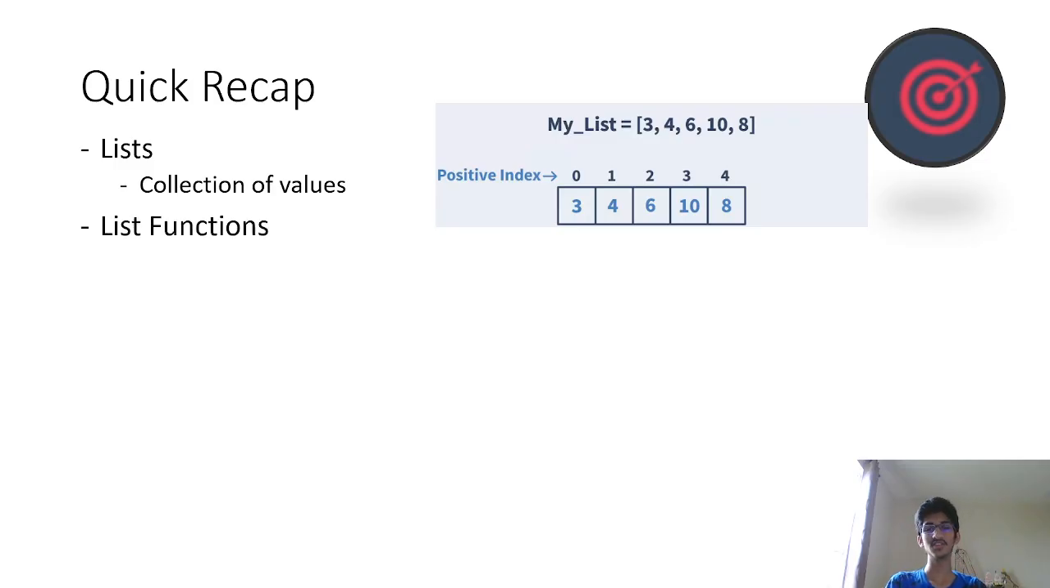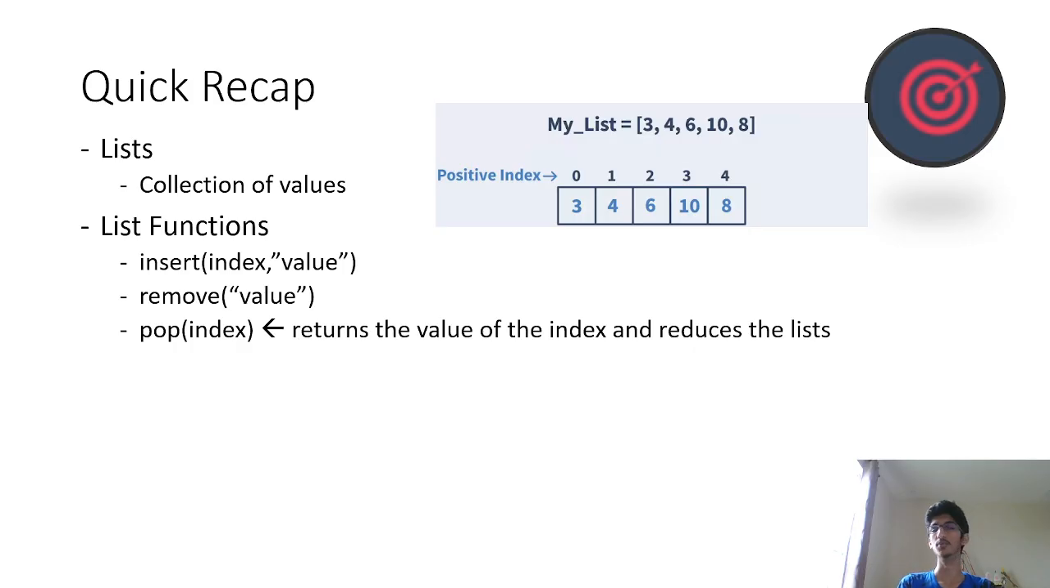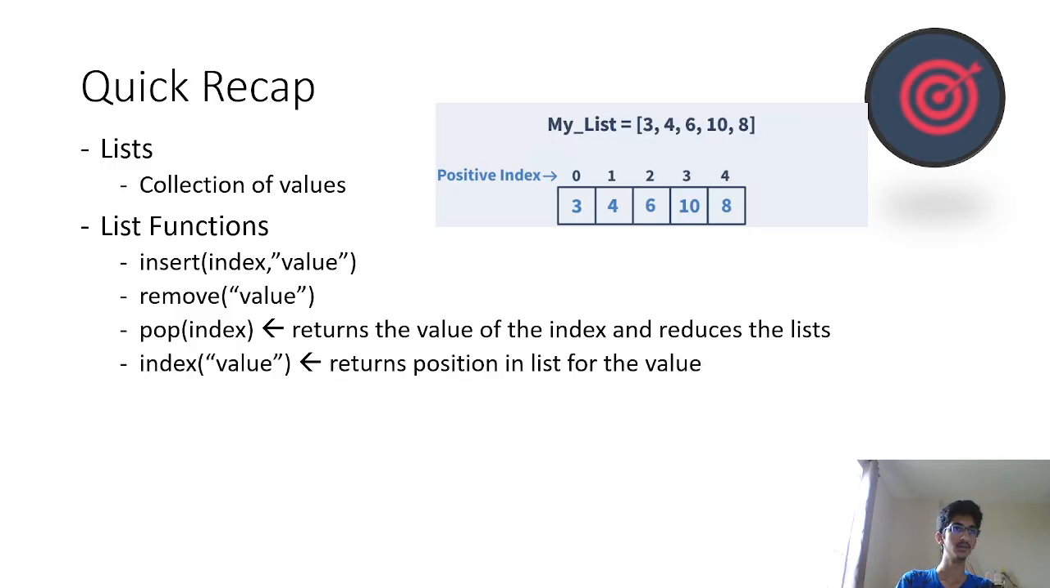Some functions that lists can do are insert, which is basically inserting a value at an index, which is what the index and value parameters are. You can remove a specific value. The pop function allows you to remove a value at the specified index, and it also gives you the value that you removed. The index function tells you the index of the value in the list. So for example, in my list, if you were to do my list dot index of 3, then you would get 0, because the 0th index is 3 and 3 is at the 0th index.